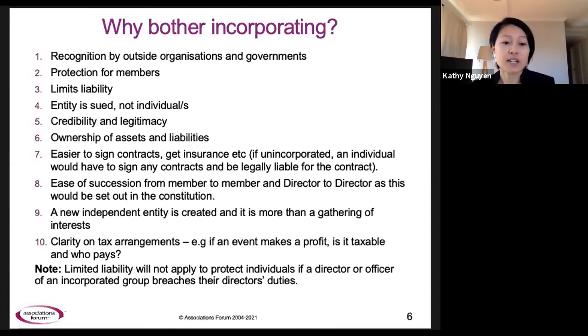The note there is that limited liability will not apply to protect individuals if you are a director or an officer of the incorporated group and you breach what's called director's duties, which we'll talk very briefly about later on. Okay. But generally, the main advantage is that it does limit the liability of the individuals involved with that group.